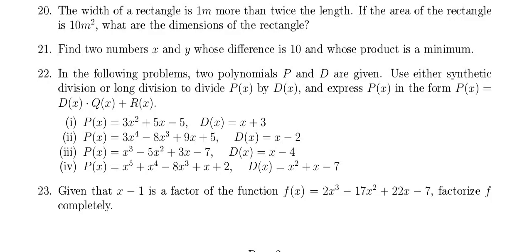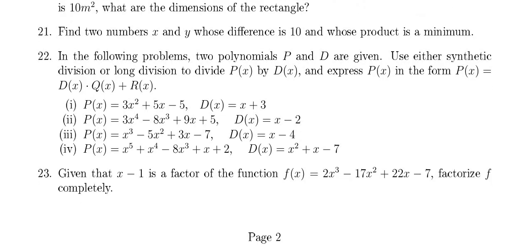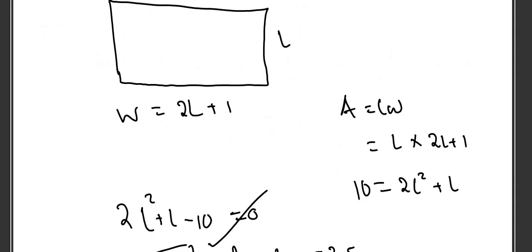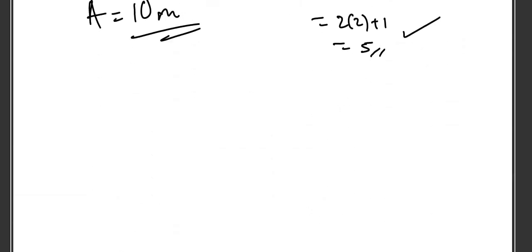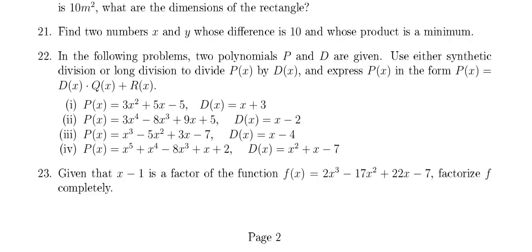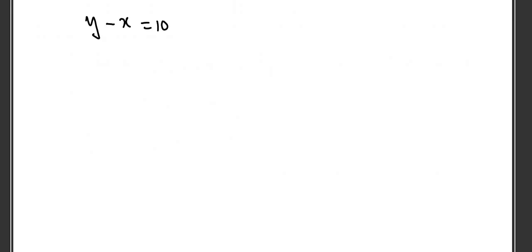Then look at number 21. Number 21 is just saying, find 2 numbers x and y whose difference is 10 and whose product is the minimum. This is also the same thing, except here we don't have any shape mentioned. We're just saying the difference, y minus x, the difference is 10, right? And the product should be the minimum.